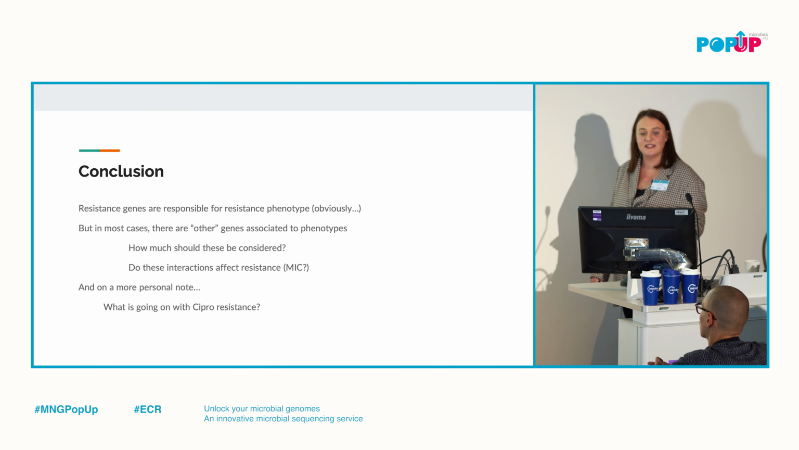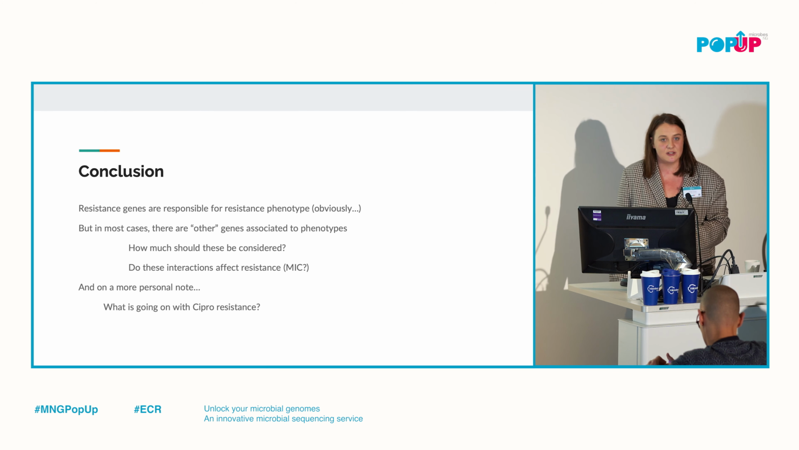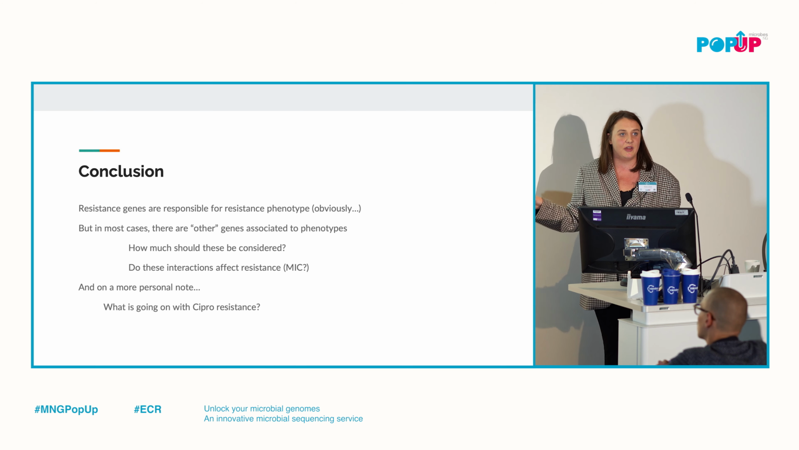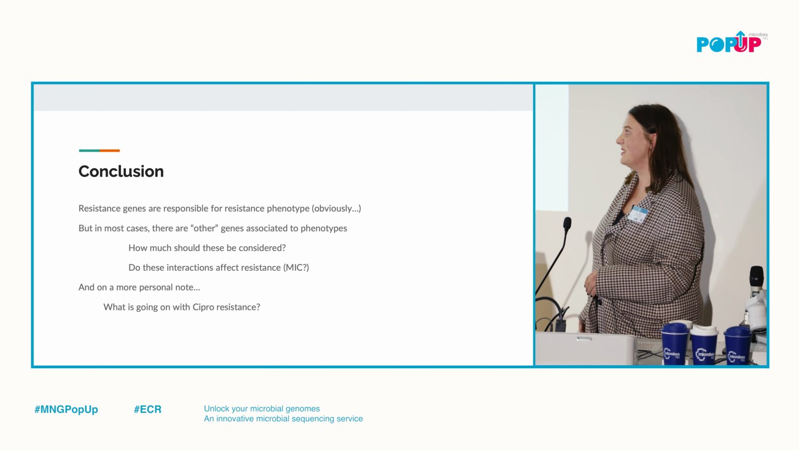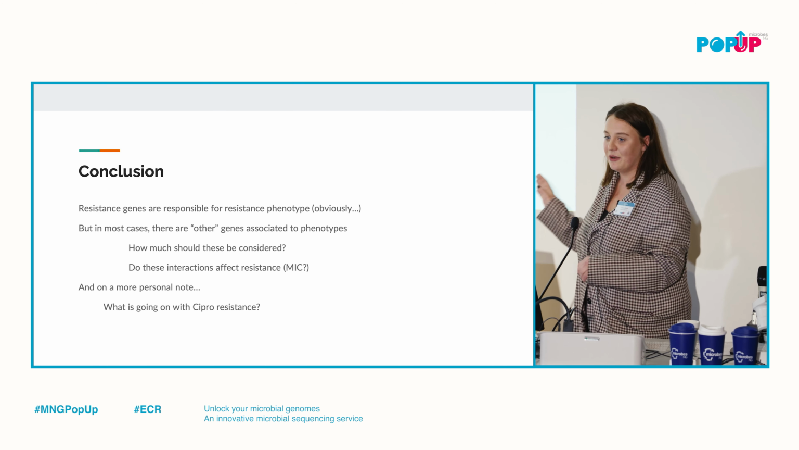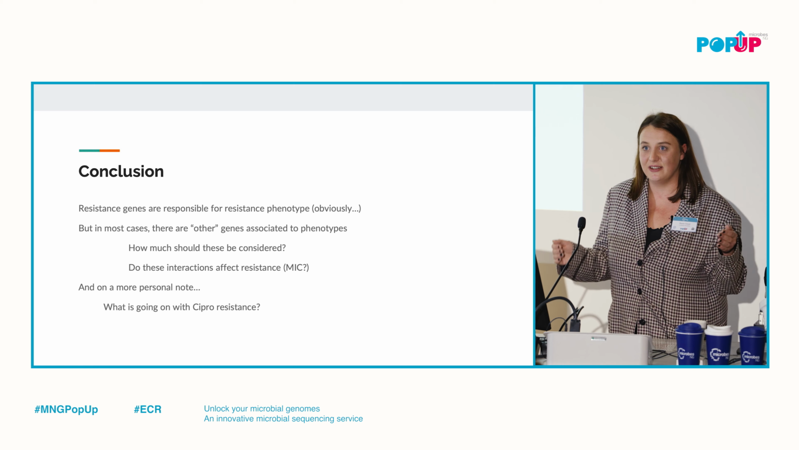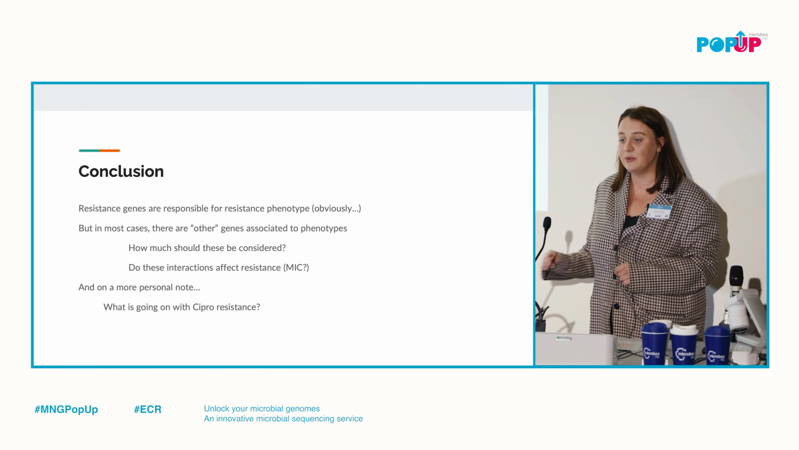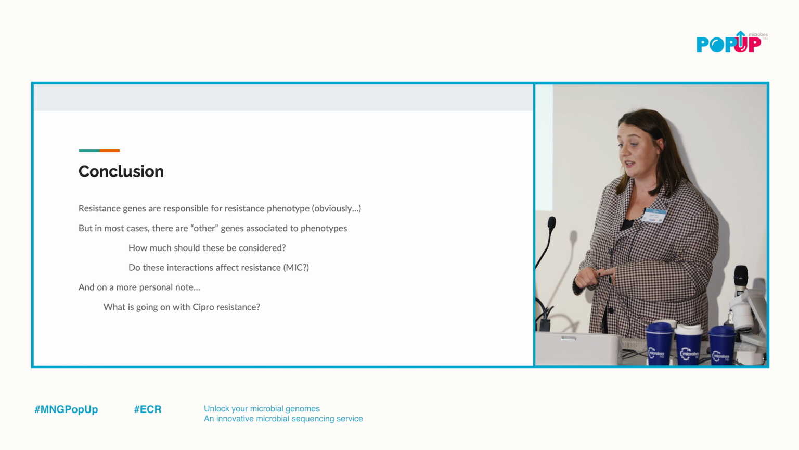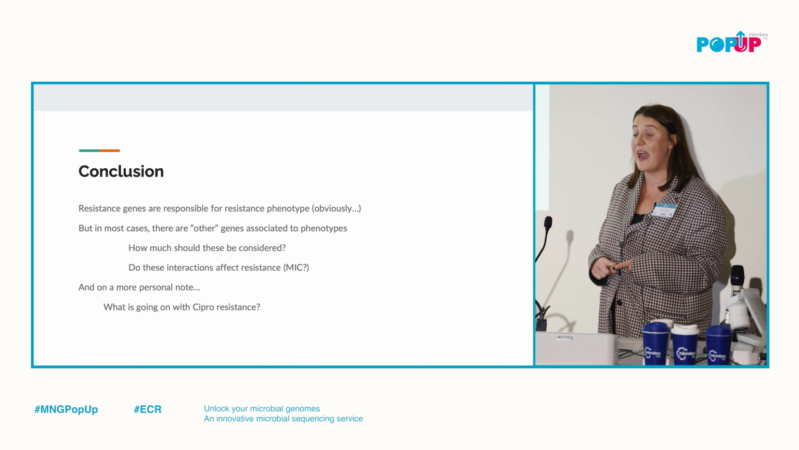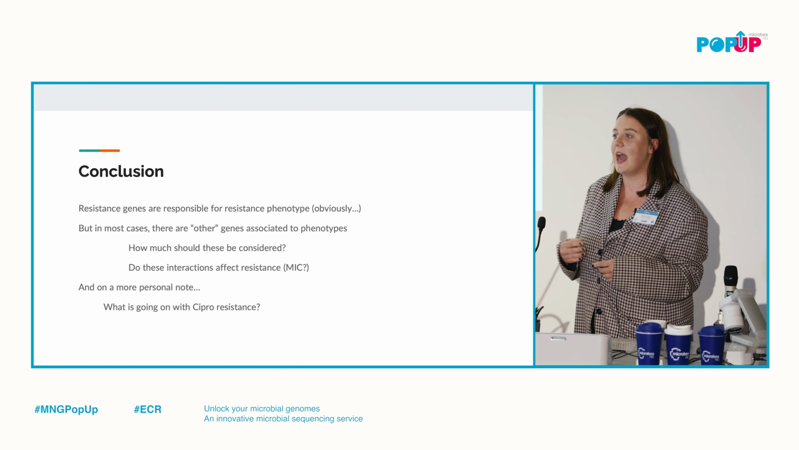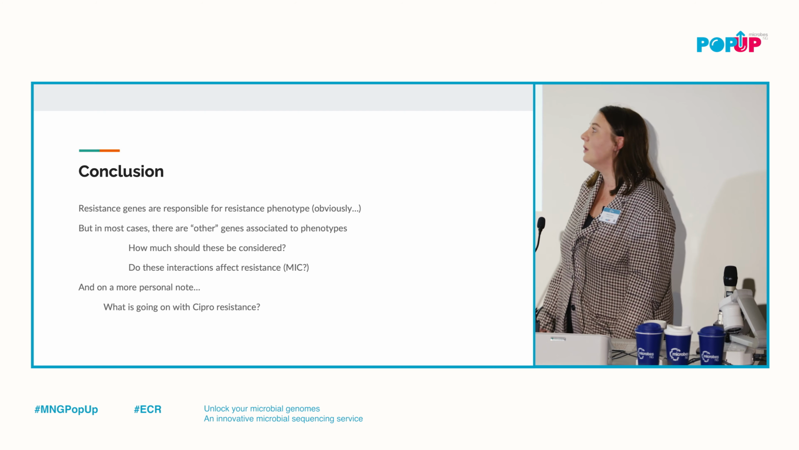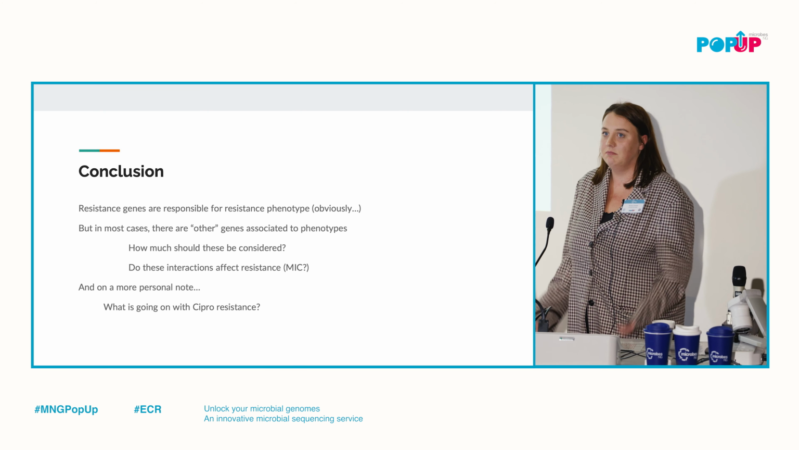So my conclusions for this is resistance genes are responsible for resistance phenotypes, obviously. There is a V on every single one of those histograms that you saw. So we know that resistance genes are relevant to that phenotype. But in most cases, there are other genes associated with those phenotypes, and how much should these be considered? And how much do they affect things like MIC, things that we measure in the lab? And on a more personal note, what's going on with ciprofloxacin resistance?